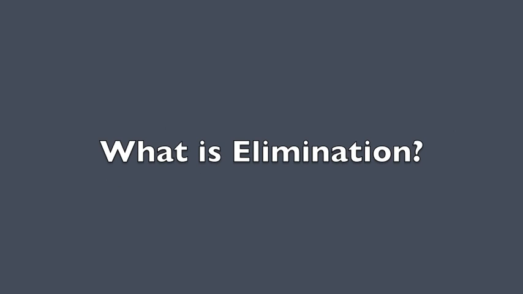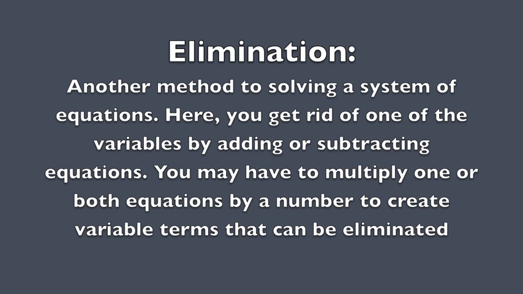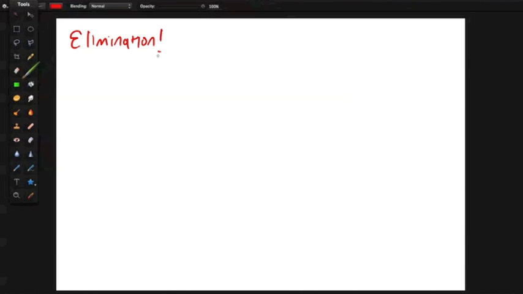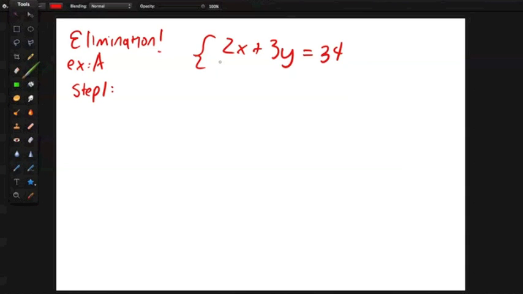What is elimination? Another method to solving a system of equations. Here, you get rid of one of the variables by adding or subtracting equations. You may have to multiply one or both equations by a number to create variable terms that can be eliminated. So let's try elimination. In this example, there are two equations: 2x plus 3y equals 34, and 4x minus 3y equals negative 4.